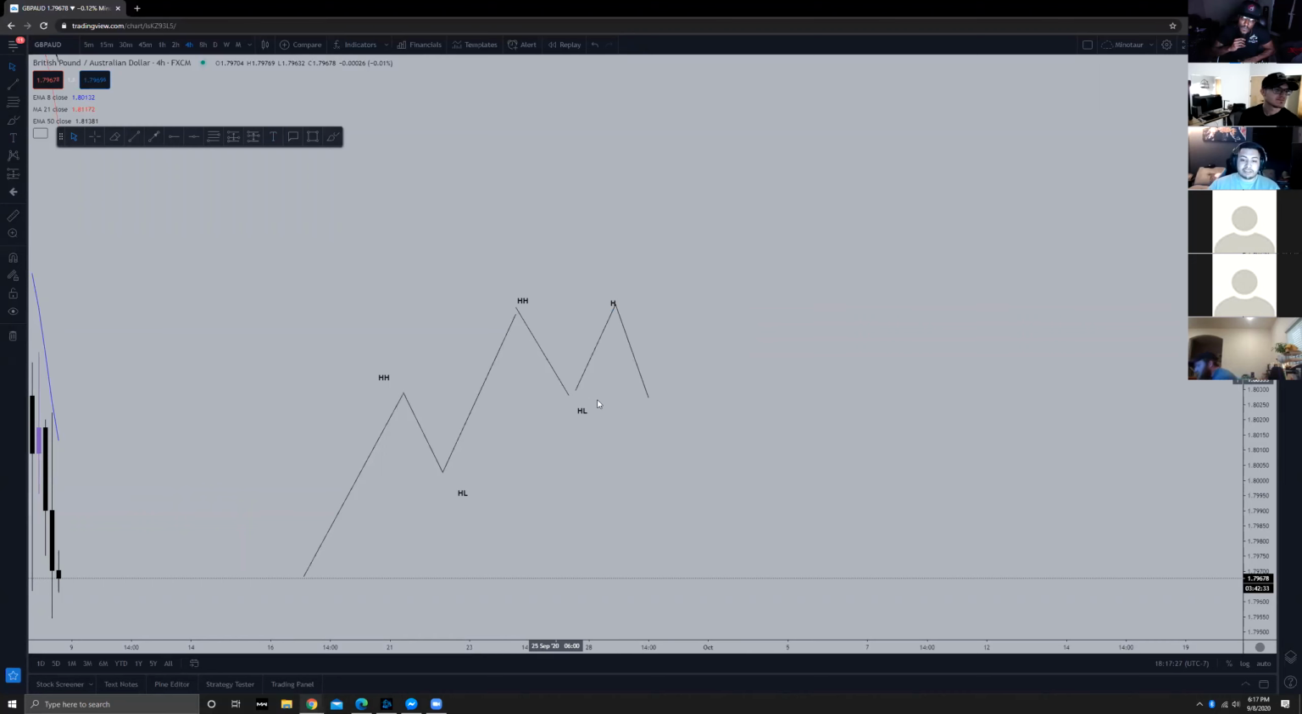And as long as this previous low doesn't break, you're going to continue being in an uptrend. Those are at least my rules. As long as this low doesn't break, you're still continuously in an uptrend.